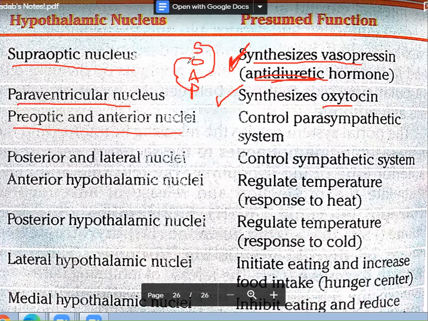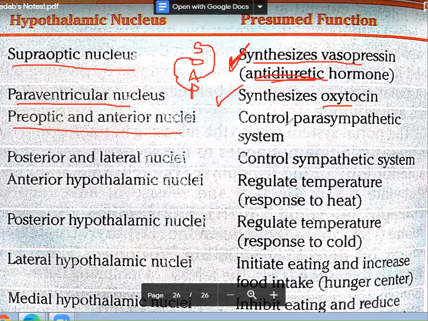If you're mistaking it, don't mix it. Okay, don't mix it like SO and AP. It is not like that. It is like SA and OP. Okay, you have to skip one in between. So this is how you can remember this, and you will study this more in endocrine physiology.